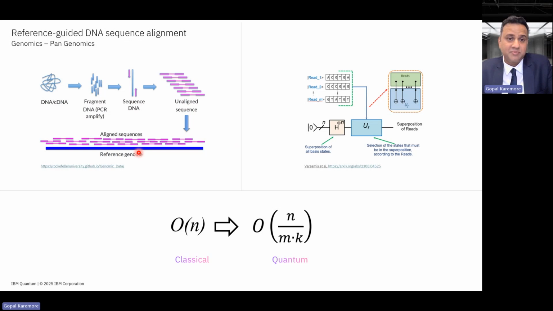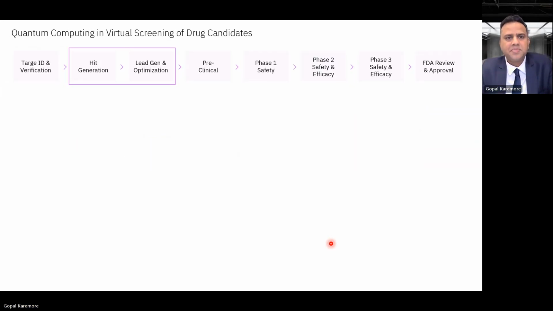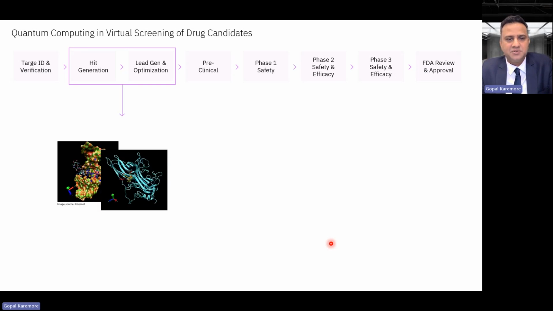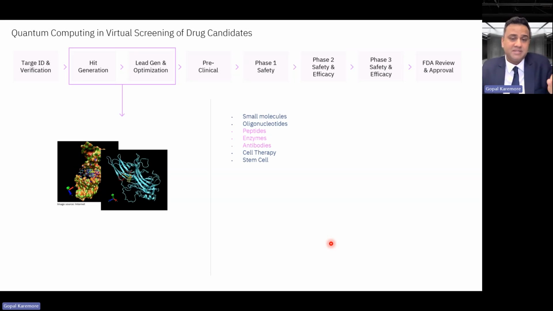So this is actually a very permutation combination problem. It has been proposed that through all these Grover-based algorithms, you can reduce your complexity by a factor of m dot k, which relates to how many qubits you have and how many reads you can superimpose. Then moving to the next phase, hit generation and lead optimization, you have to find a molecule which could be a small molecule, oligonucleotide, peptide, enzyme, or antibody.